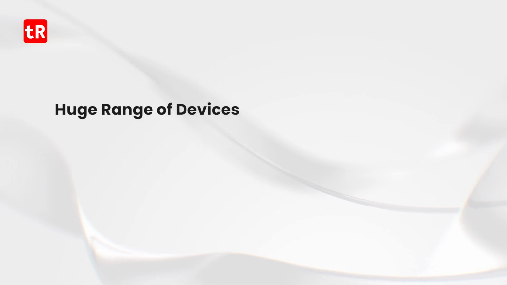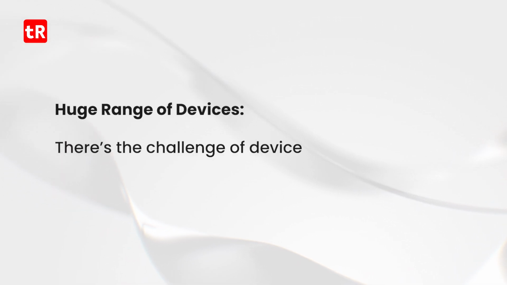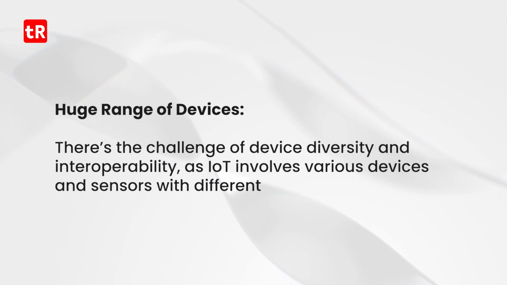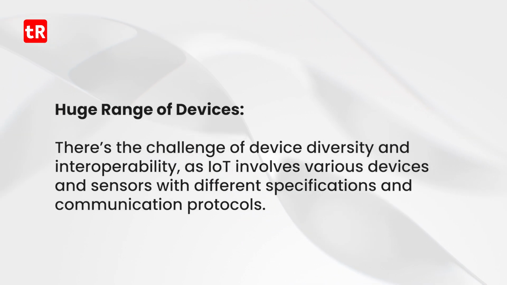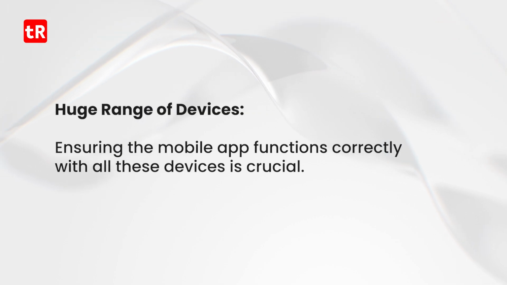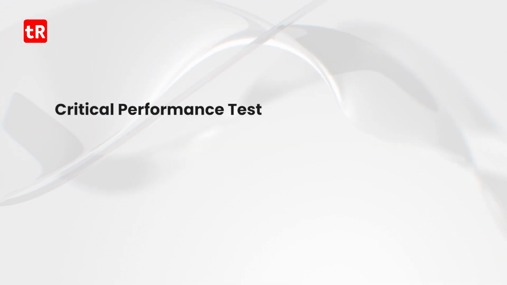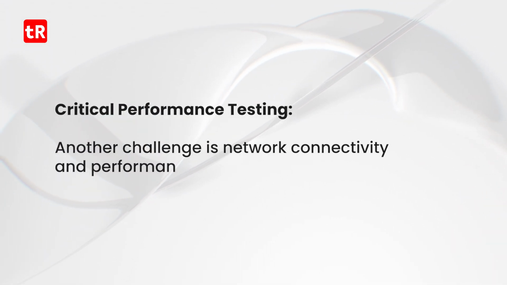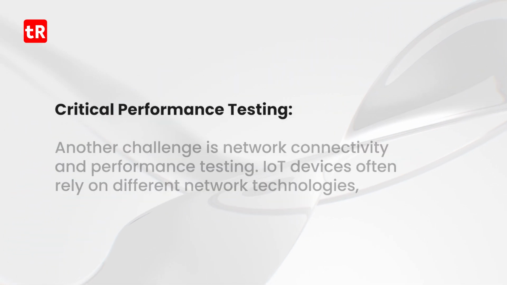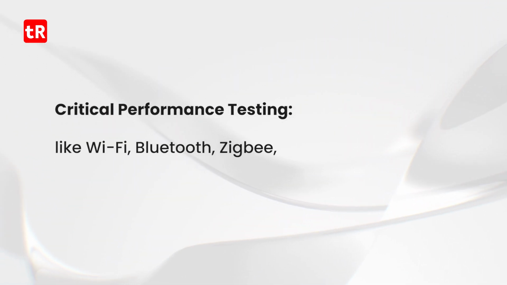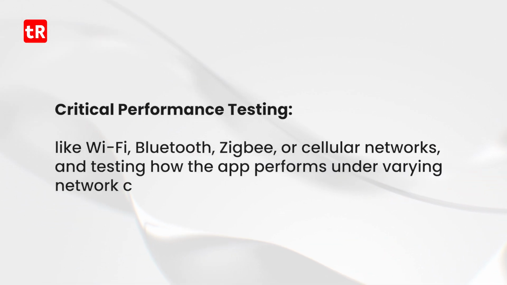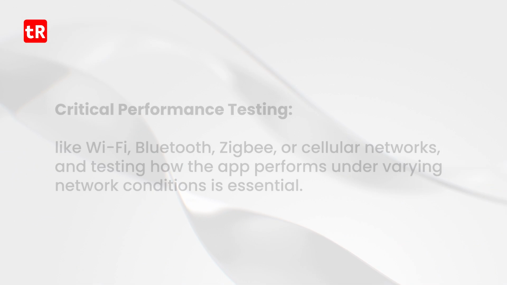Huge range of devices. There's the challenge of device diversity and interoperability as IoT evolves, with various devices and sensors with different specifications and communication protocols. Ensuring the mobile app functions correctly with all these devices is crucial. Critical performance testing. Another challenge is network connectivity and performance testing. IoT devices often rely on different network technologies like Wi-Fi, Bluetooth, Zigbee, or cellular networks, and testing how the app performs under varying network conditions is essential.